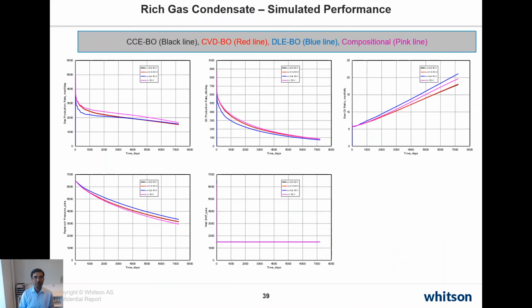We have also done the simulation using this rich gas condensate, and in this case the reservoir simulation model is taken from this SPE paper, and this is a fine grid radial model. And here we are showing the performance of the compositional and black oil with three different black oil PVT tables. The blue line, which is for the case of black oil PVT table with DLE experiment, is quite different than all others.